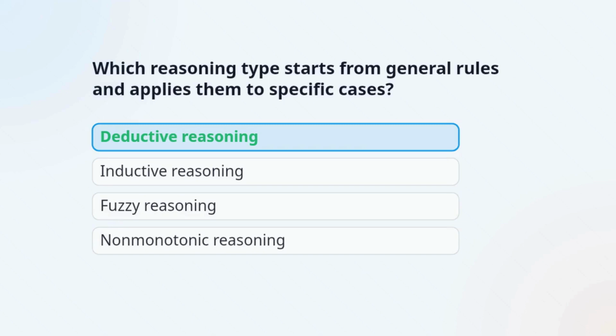The correct answer is deductive reasoning. Deductive reasoning moves from a general principle to a specific conclusion. If the premises are true, the conclusion must be true.